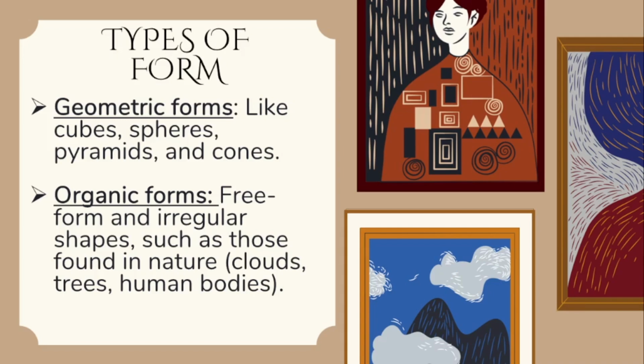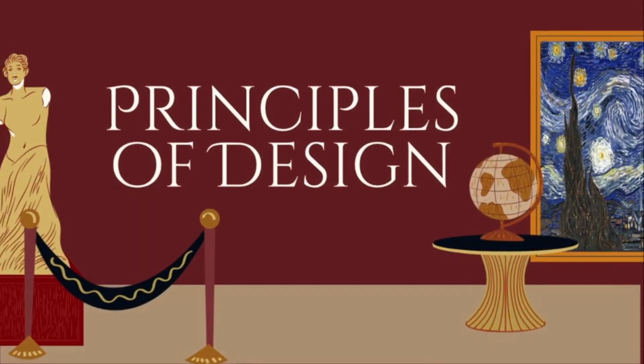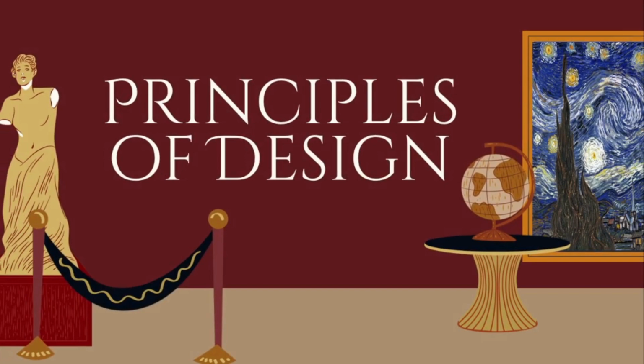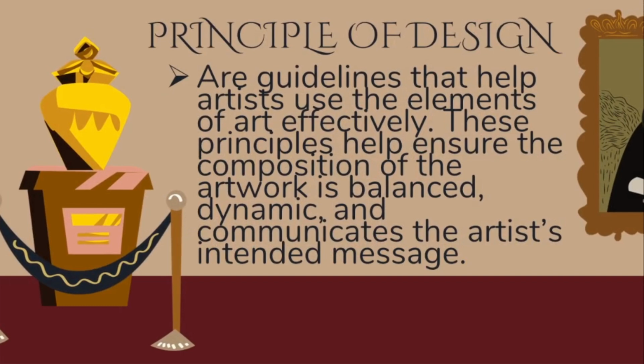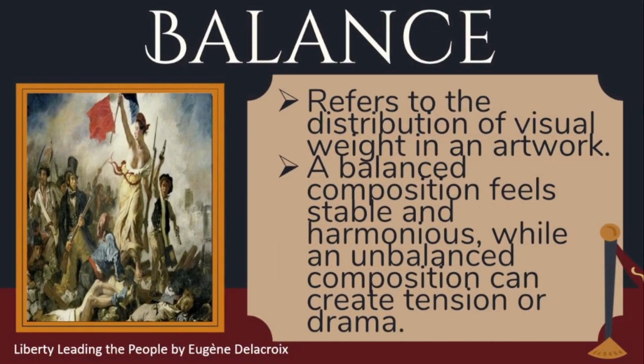Principles of design. The principles of design are guidelines that help artists use the elements of art effectively. These principles help ensure the composition of the artwork is balanced, dynamic, and communicates the artist's intended message. Balance. Balance refers to the distribution of visual weight in an artwork. A balanced composition feels stable and harmonious, while an unbalanced composition can create tension or drama.